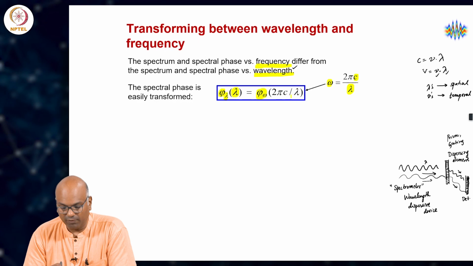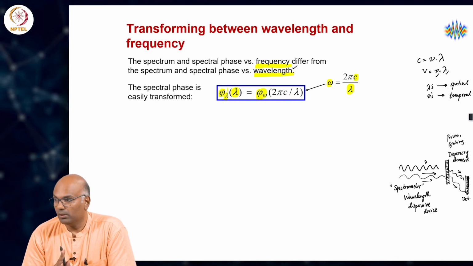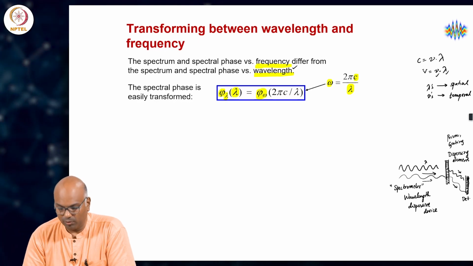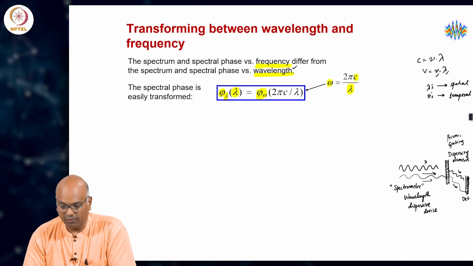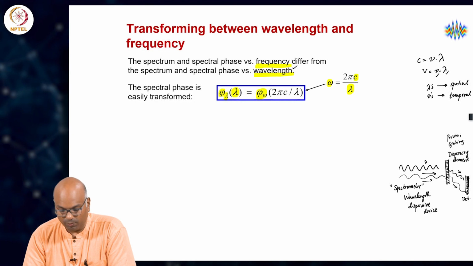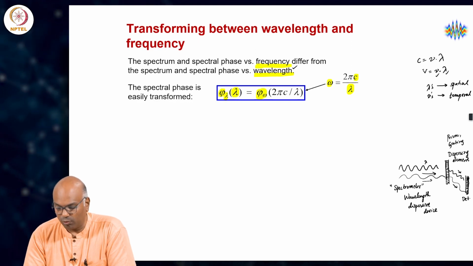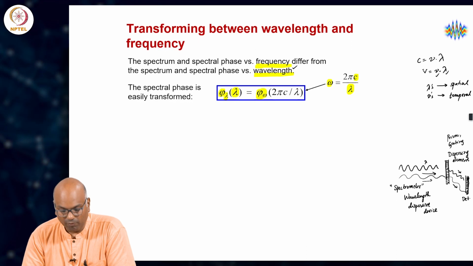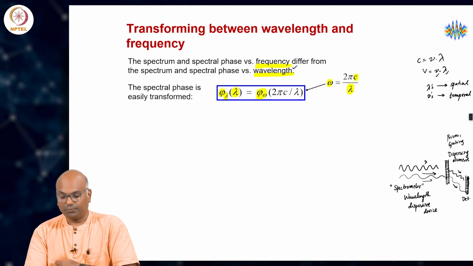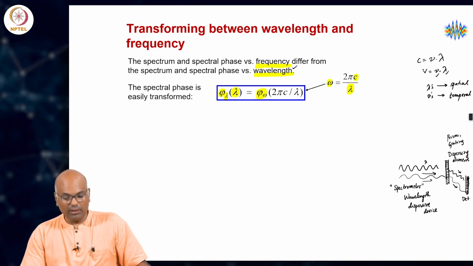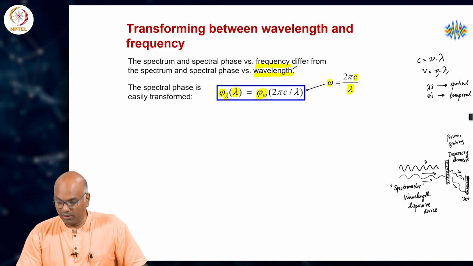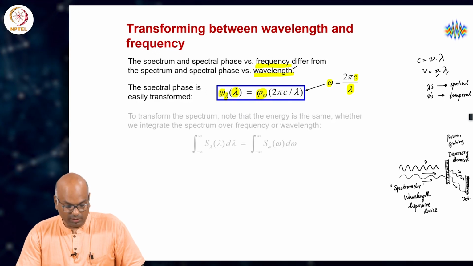That is to say, if omega 1 corresponded to lambda 1, then the spectral phase corresponding to omega 1 or lambda 1 has the same value, and likewise omega 2, lambda 2. If omega 2 had a relative spectral phase of 0.2 pi relative to omega 1, then lambda 2, corresponding to omega 2, related as omega 2 is 2 pi c by lambda 2, will have the same spectral phase, that is 0.2 pi, and so on. But frequency and wavelength are not linearly related, because of this equation. That is to say, nu is c by lambda.